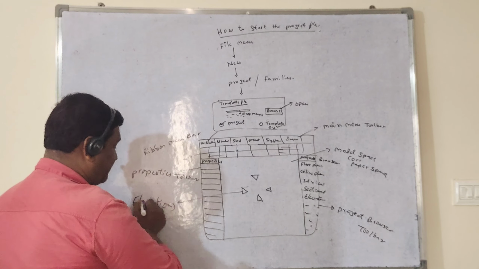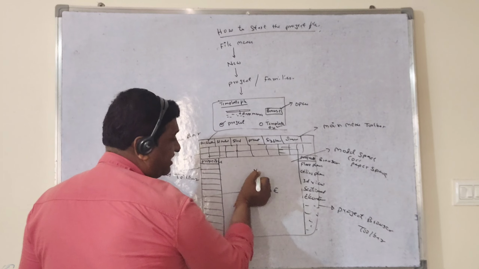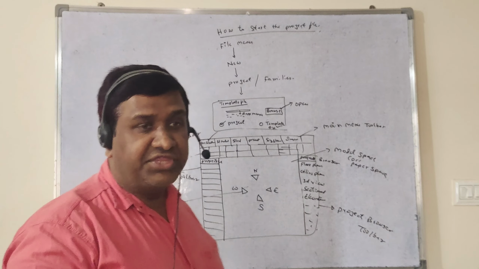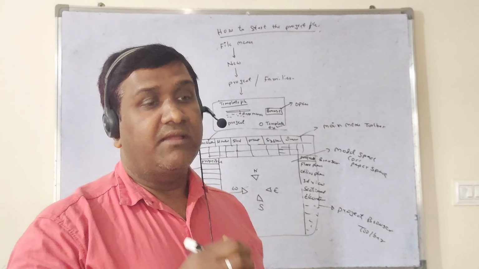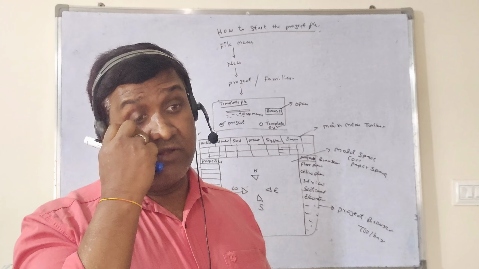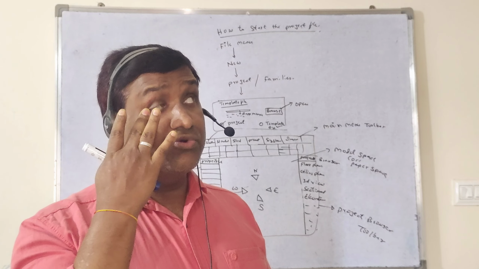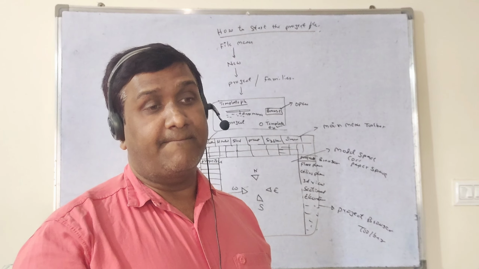Elevation means which type of elevation? This is east elevation, this is north elevation, this is west elevation, this is south elevation. North, east, south, west, four elevations will be there. Am I right? Four elevations will be there here. So that elevation symbol, you should not delete it. You have to keep it as it is there only.